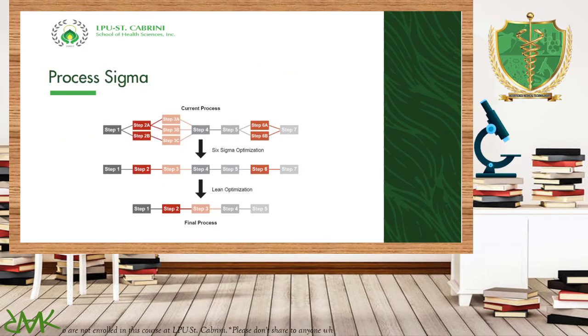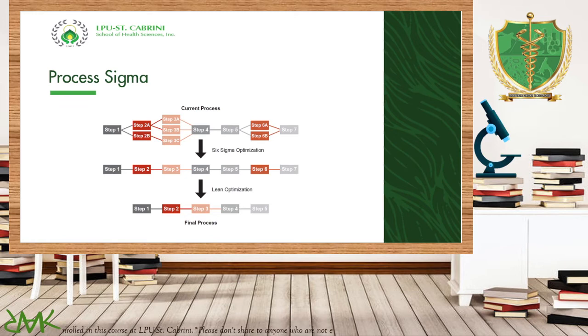So this is what I was telling you a while ago. For your process, to eliminate waste, you have to evaluate the process. Your current process is this one. Step 1. After step 1, you have step 2A or step 2B. If this, you go here; if that, you go there. But at the end of the day, either you go to step 2A or step 2B, you still end up going to step 4. You just went through different paths where you should go.